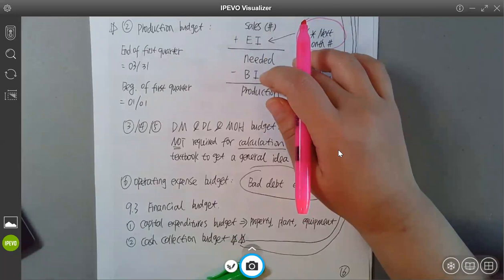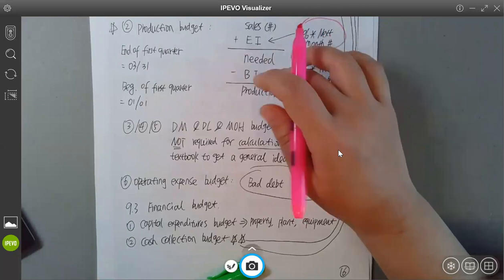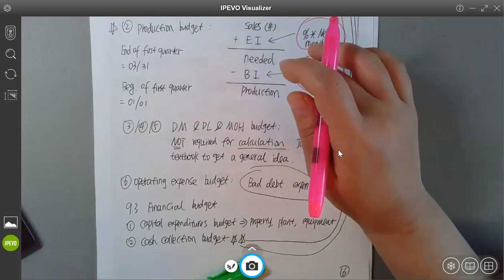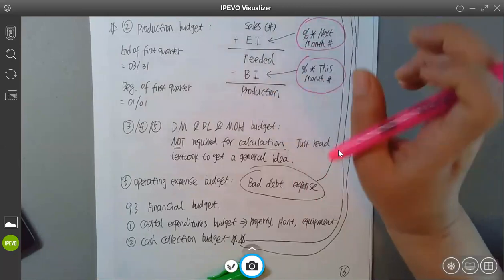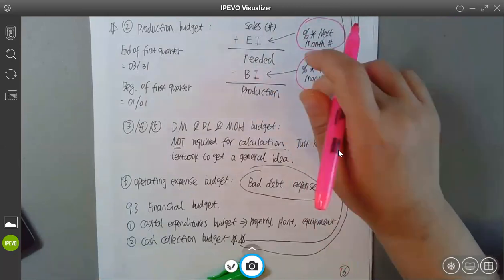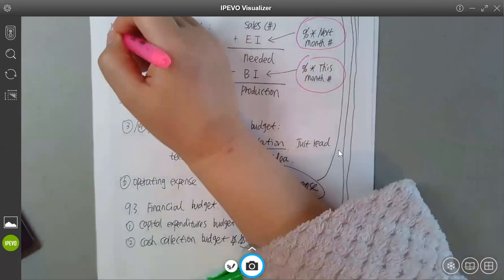I explained this in the lecture video. I'm not going to repeat. If you understand that, that's cool. If you don't understand, you have this formula right next to you in the exam, so make sure you get the right number. You definitely will have a question from this production budget.